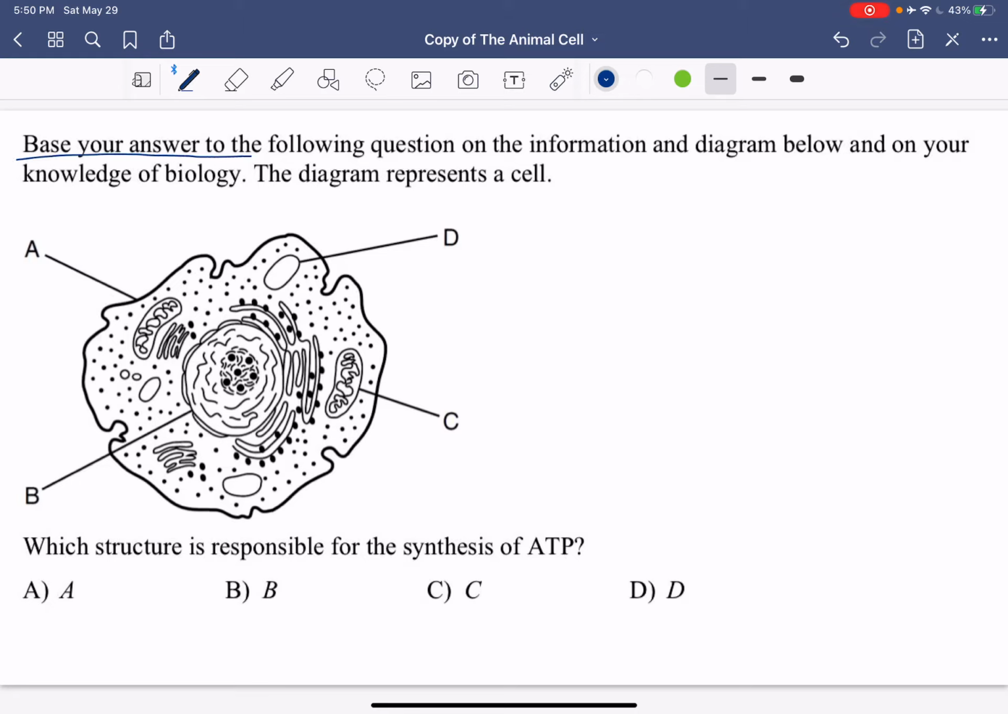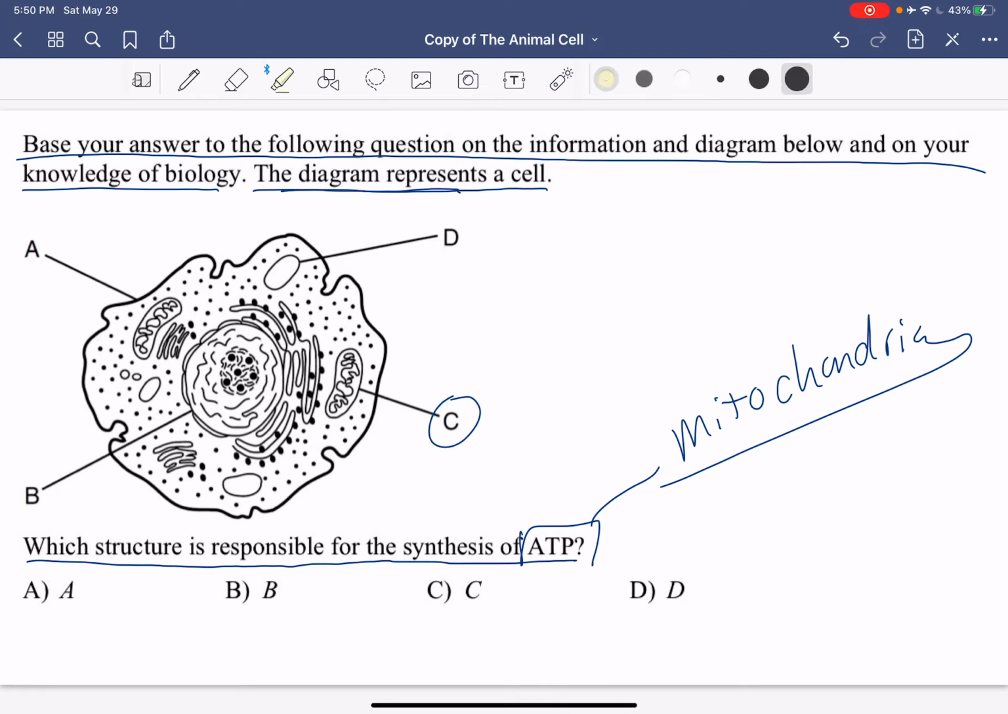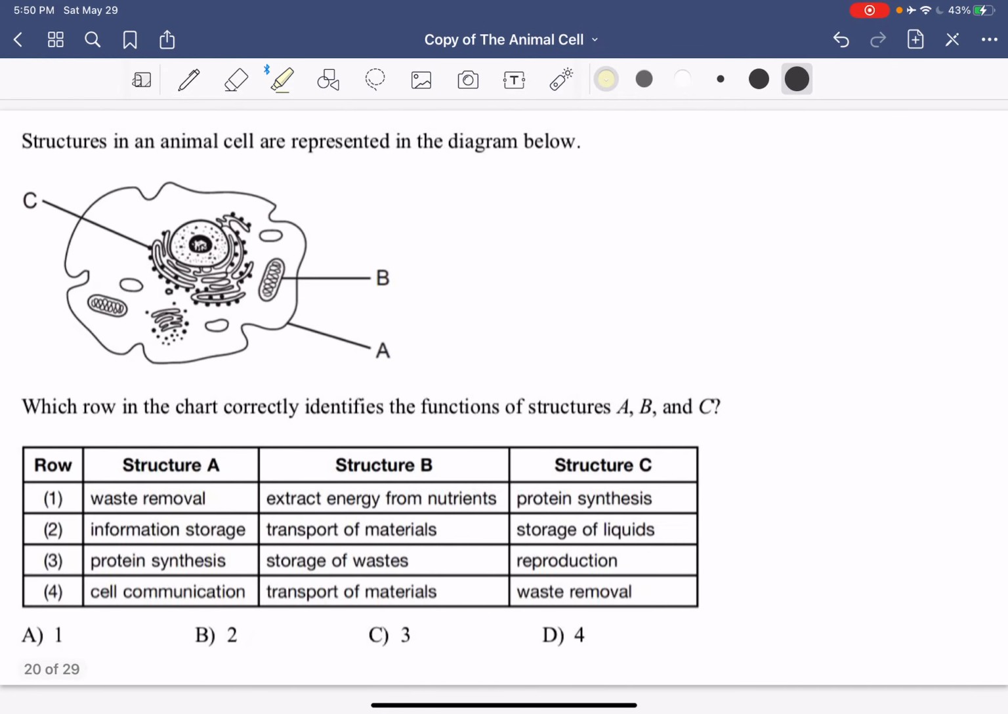Base your answer to the following question on the information and diagram below and on your knowledge of biology. The diagram represents a cell. Which structure is responsible for the synthesis of ATP? ATP, the mitochondria. Okay? Hello, we just spoke about this. The mitochondria is labeled C. There you go. Oh my gosh, this is too easy. This is too easy, guys.